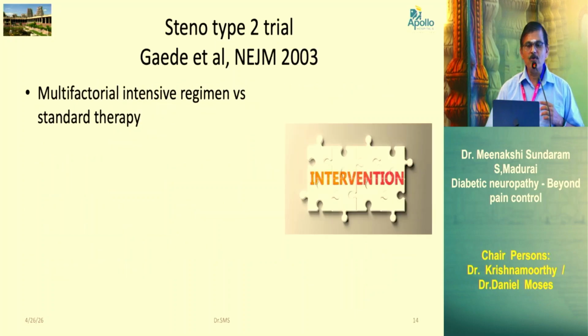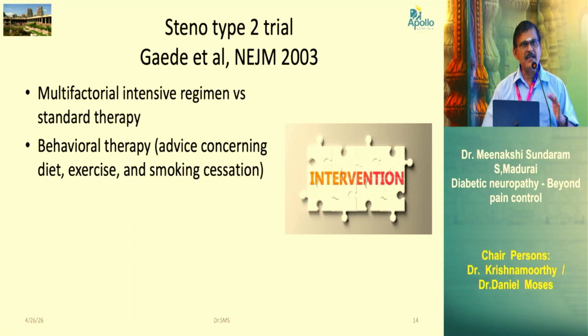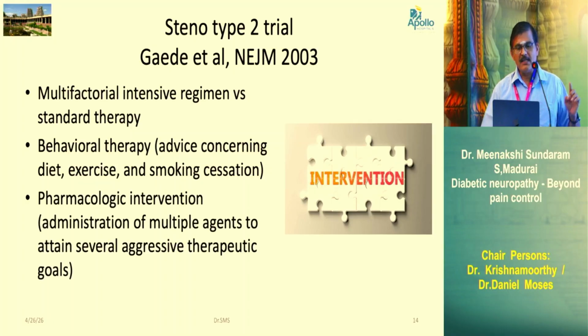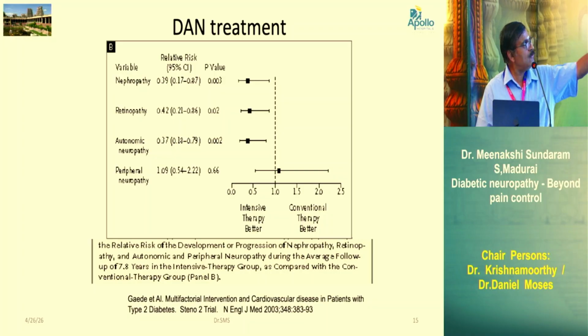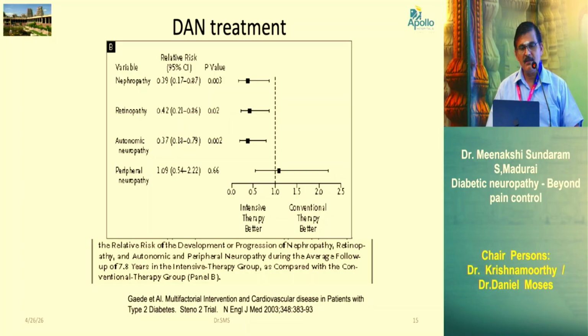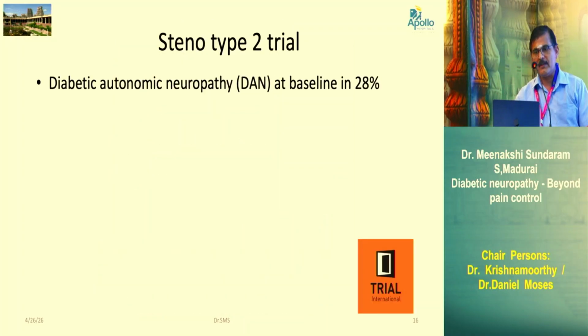This is from the Steno 2 trial. The multifactorial intensive treatment trial was a standard therapy, behavioral therapy, and all the things were taken care of to keep the diabetes under control. And so many pharmacological interventions were also part of the trial. When you look at that, this is the largest data for this. The equipoise is touched only by the peripheral neuropathy. You get good benefits in terms of nephropathy, retinopathy, autonomic neuropathy.